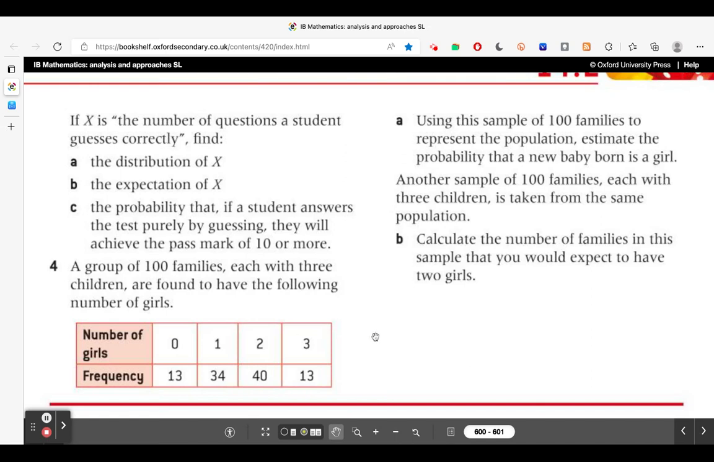Hi Zoe, as discussed in class, I will give you a rundown on how to do question 4. Not as hard as I thought it was going to be in a way. The key is that we've got a group of 100 families, each with 3 children. So we end up with 300.